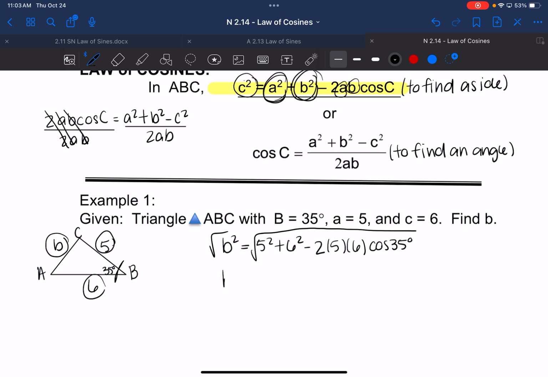So B is equal to the square root of 5 squared plus 6 squared minus 2 times 5 times 6 times cosine of 35 degrees. And I can just type all of that into my calculator. I'll give you a second to get that typed in, and then let's do it just like yesterday. Let's round to 3 decimal places.